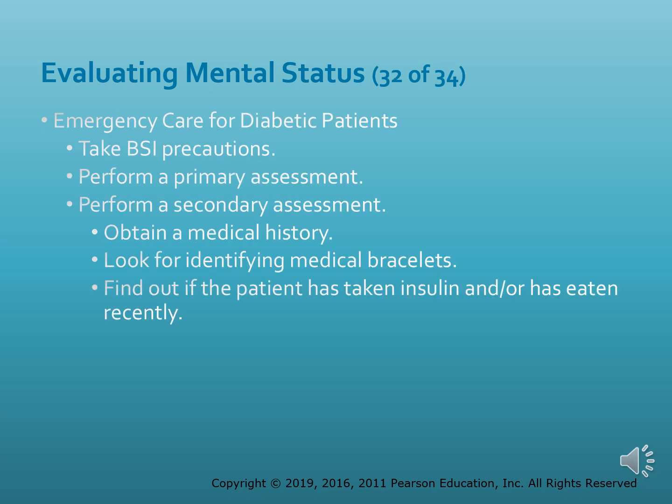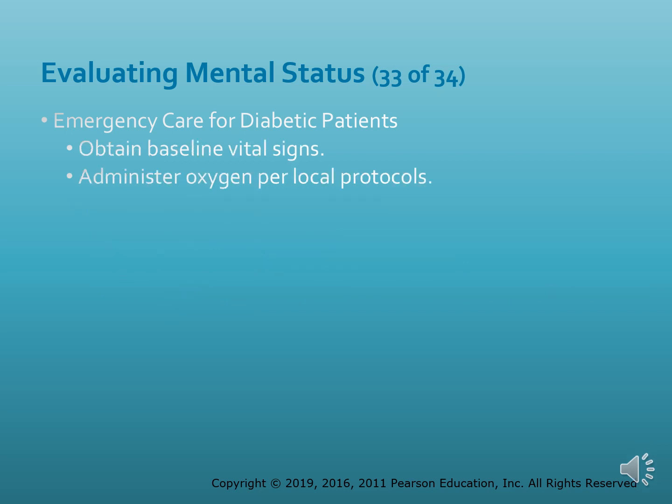Emergency care for diabetic patients includes taking BSI precautions, performing a primary assessment, and a secondary assessment where you obtain a medical history, look for identifying medical bracelets, and find out if the patient has taken insulin or has eaten recently. Again, never ever give a patient anything orally if they have an altered mental status. Obtain your baseline vital signs and administer oxygen per your local protocol.